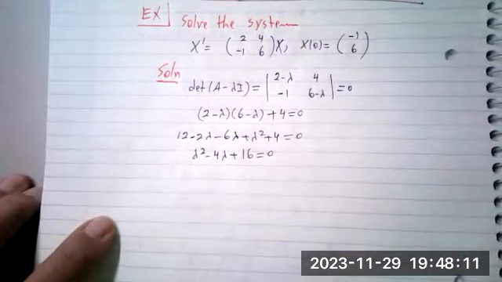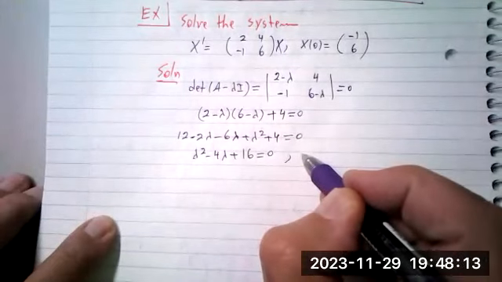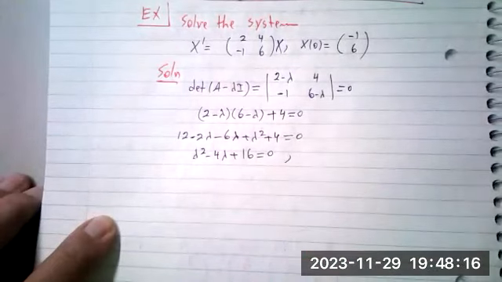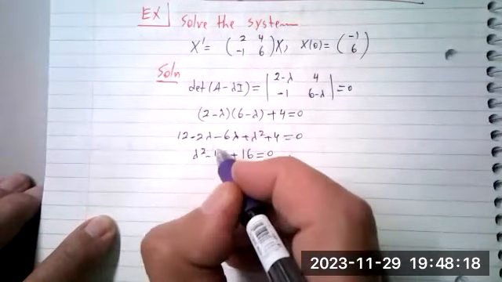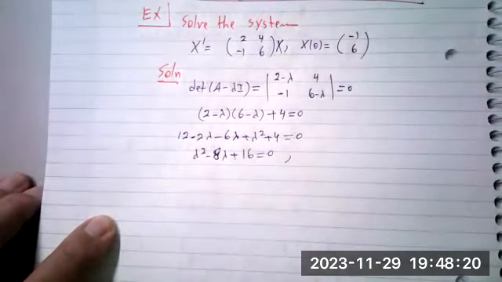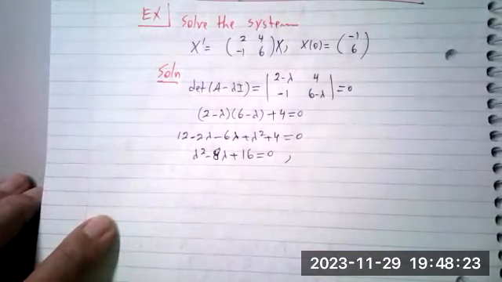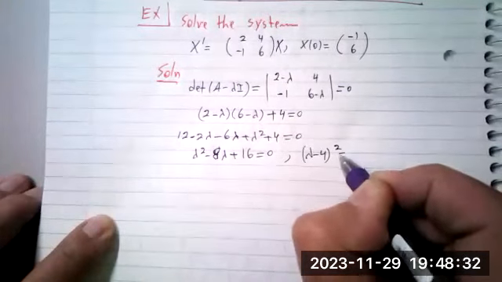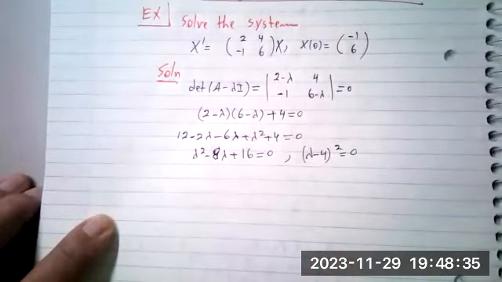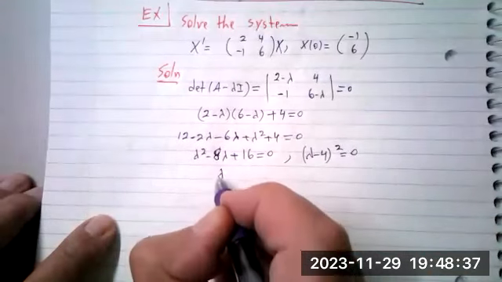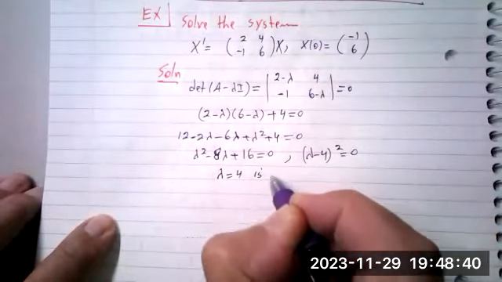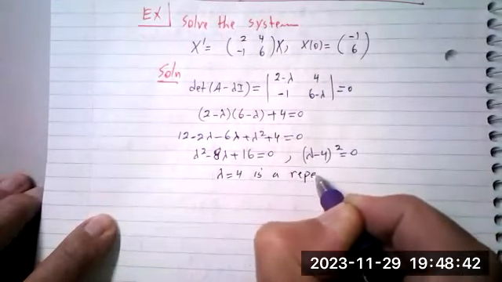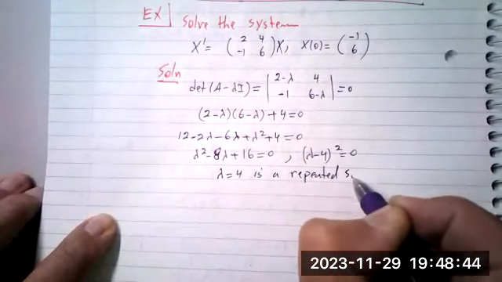We get the repeated solution. Yes, it's negative 8, you are right. I got the 16 and I didn't care about the rest. So it's going to be lambda minus 4 whole squared. So we get the repeated solution: lambda equal to 4 is a repeated solution.